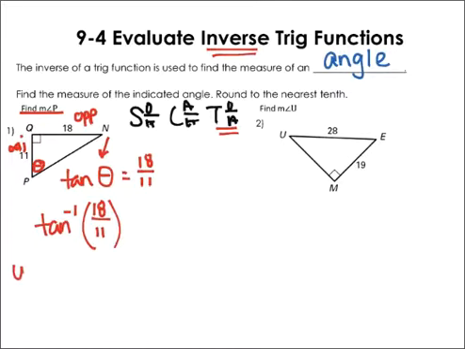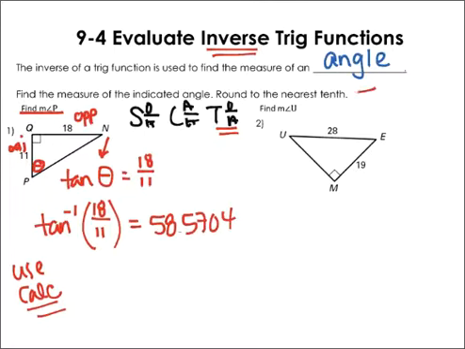Here I want you to get out your calculator and type with me just to make sure you can get this. When you type that into your calculator, you should get 58.5704. The directions are telling us to round to the nearest tenth, so 58.6 degrees. Alright, let's try another one.